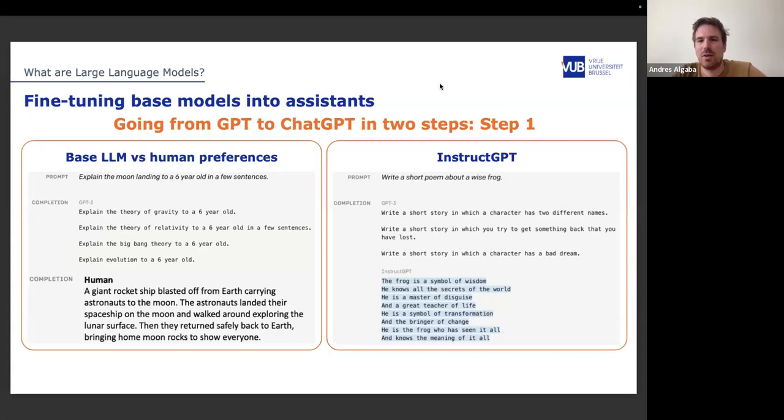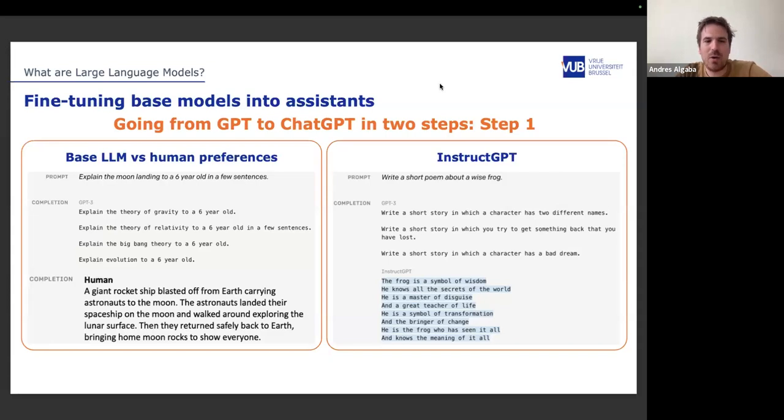After training, again, if we have "write a short poem about a wise frog," you see that GPT still does what it does. It predicts the most likely next token, but the InstructGPT, the GPT which has been fine-tuned, actually starts to produce something which we would like, which is a short poem about a wise frog. "The frog is a symbol of wisdom," etc. So this is the first step. We have a curated data set, which forces the model to not only predict the next token on the internet, but to predict the next token as if it were an assistant which replies to our queries, to our prompts.